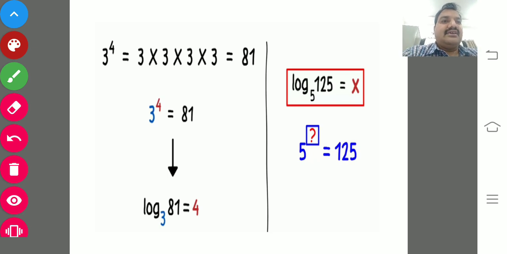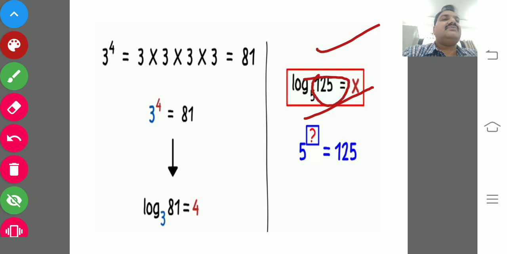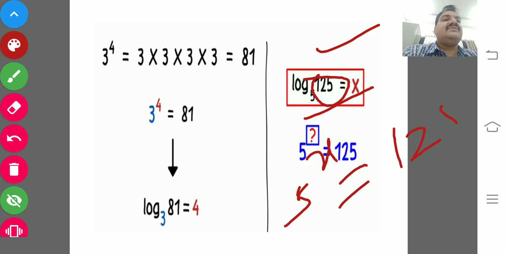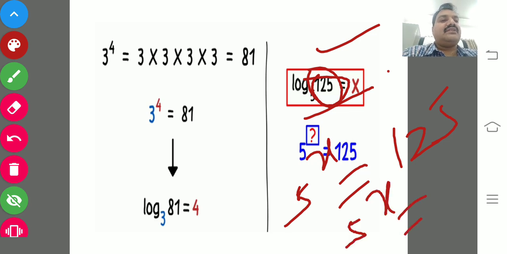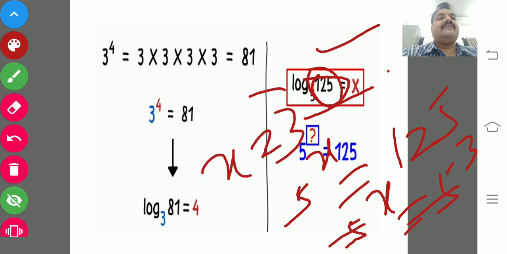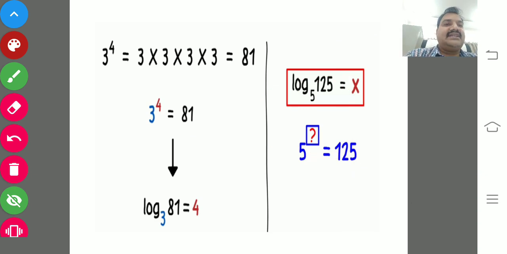The question is log 125 base 5 equals x. The question is 5 power how much equals 125. So 5 power x equals 125 is the question. You just think in a cross way. 5 power x equals 125. Now 125 you can write as 5 cube, equal bases cancel, x equals 3. Now I hope you could understand.